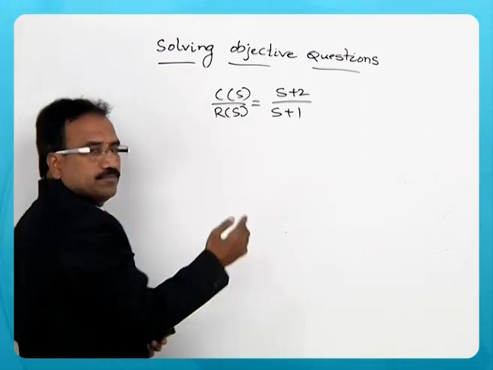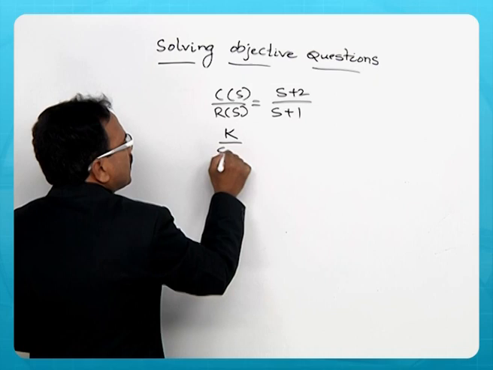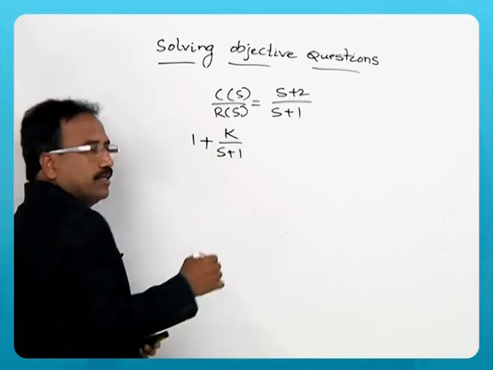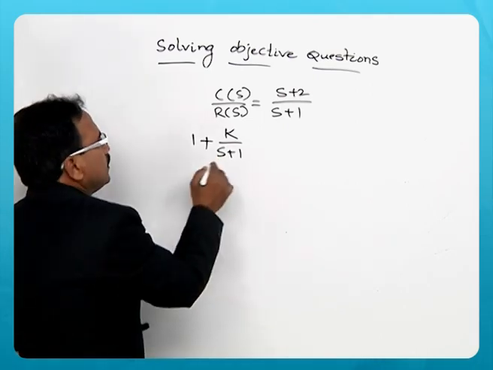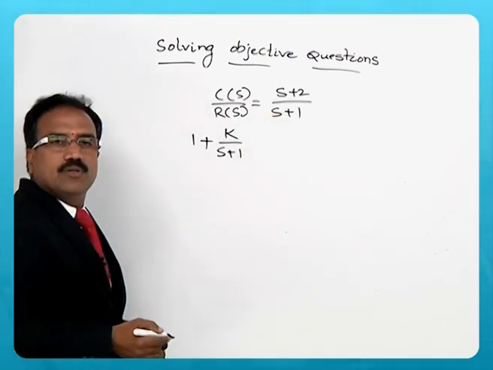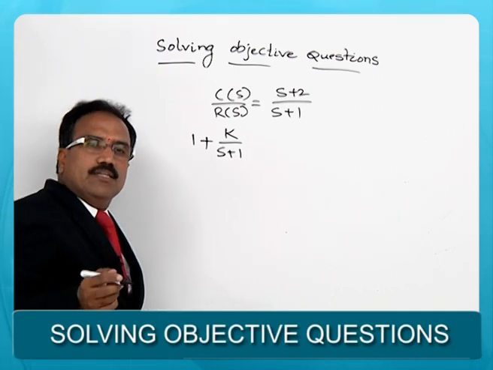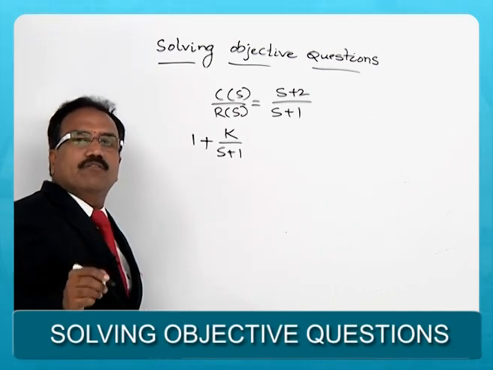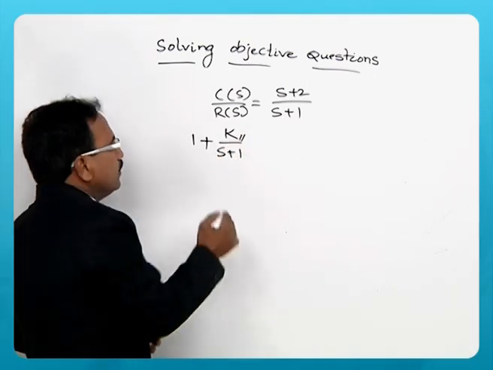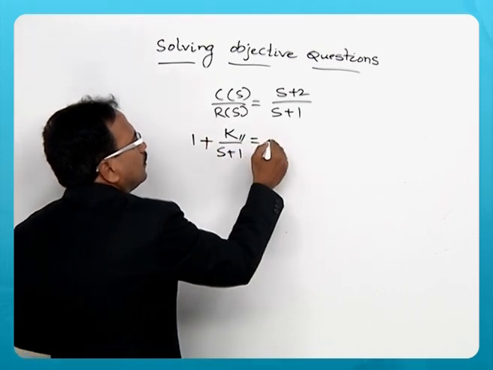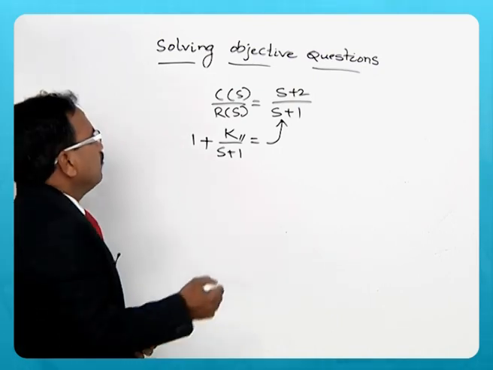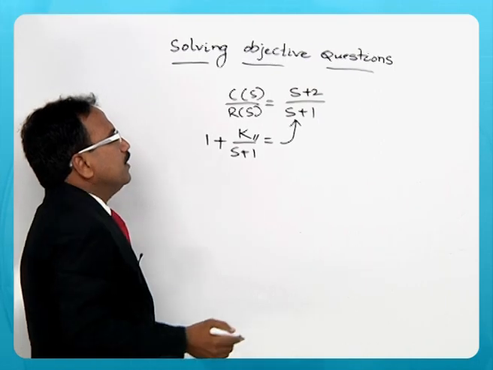For the second diagram, it is K/(s+1) gain in one particular path and 1 is also there in another path. So this is for the second diagram, and this is for the first diagram. So here the question is, when do you say that these two figures are said to be equivalent, and for that what should be the value of K? So equate this function to this one, (1+K)/(s+1) is equal to (s+2)/(s+1).